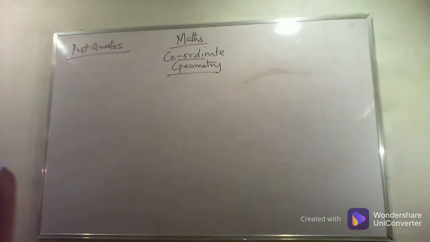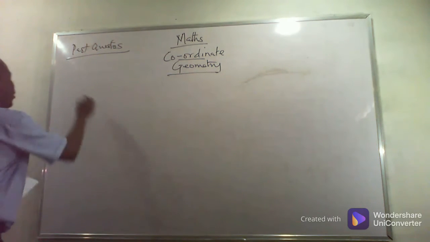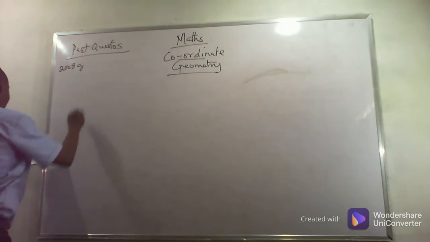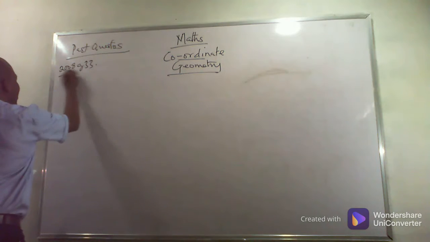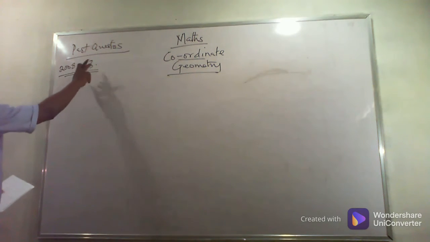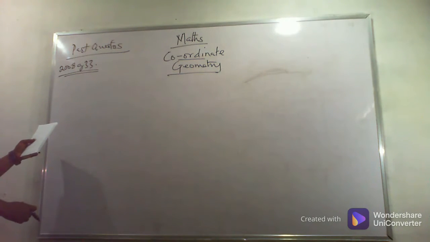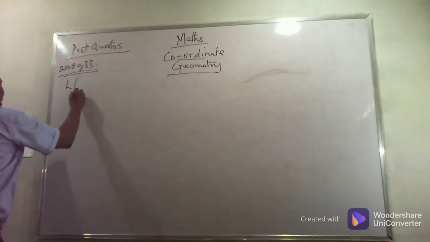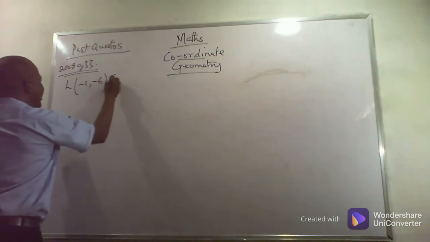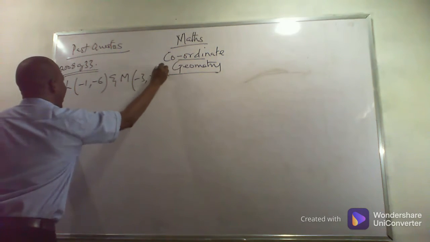Thank you. Let's solve the first question. We'll be picking the first question from 2008, question 33. If you have a past question, you can open to it. 2008, question 33. It reads, calculate the distance between points L, minus 1, minus 6, and M, which is minus 3, minus 5.